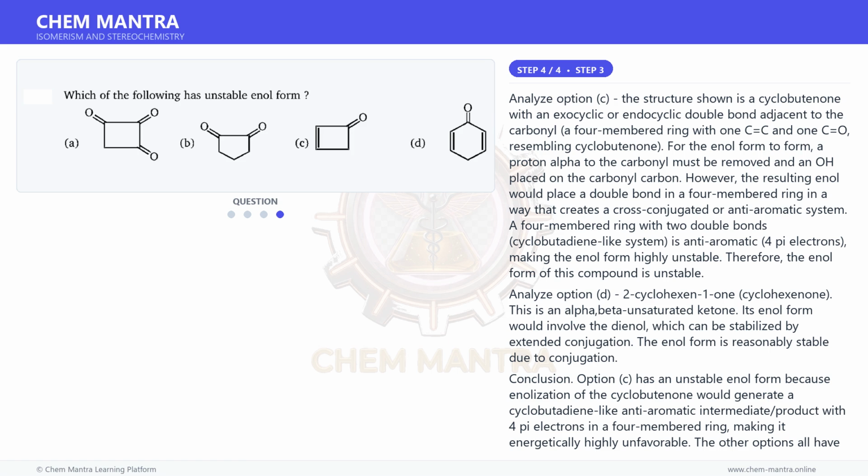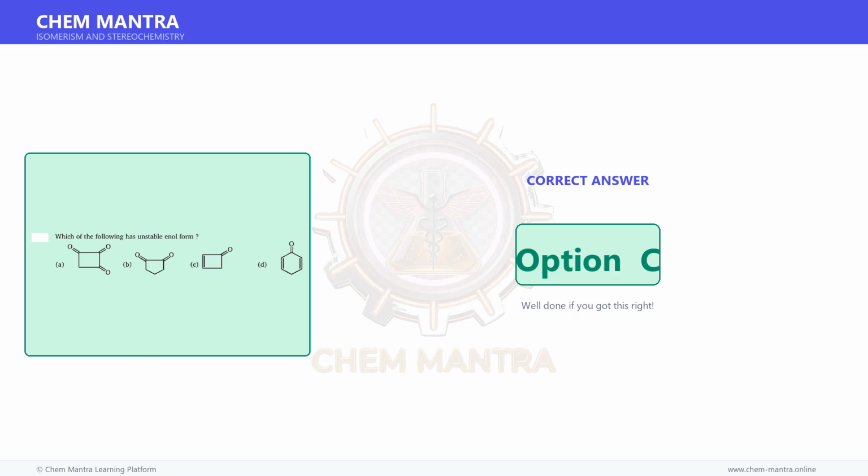Conclusion. Option C has an unstable enol form because enolization of the cyclobutane would generate a cyclobutadiene-like anti-aromatic intermediate with 4 pi electrons in a 4-membered ring, making it energetically highly unfavorable. The other options all have enol forms stabilized by aromaticity, conjugation, or intramolecular hydrogen bonding. Therefore, the correct answer is option C.